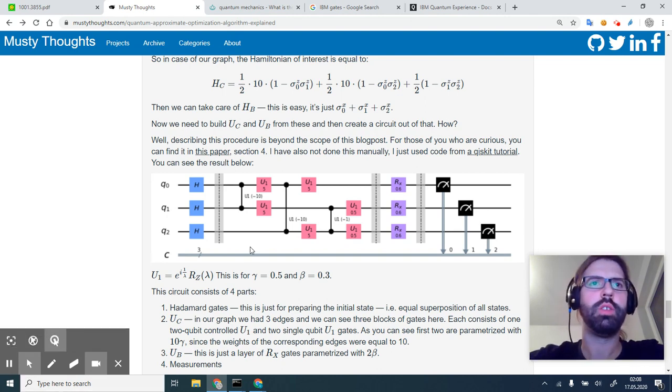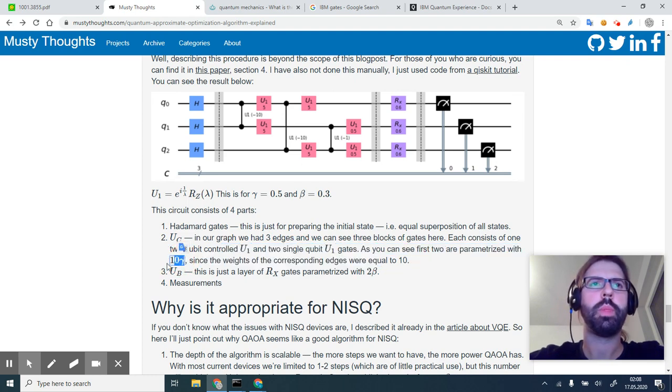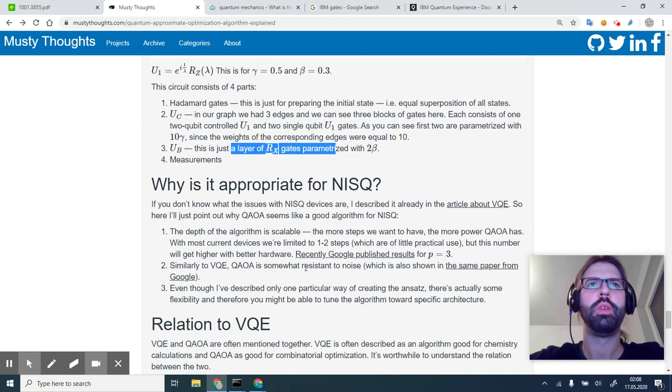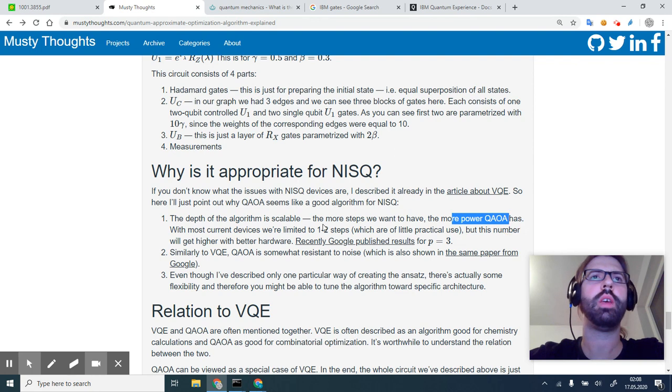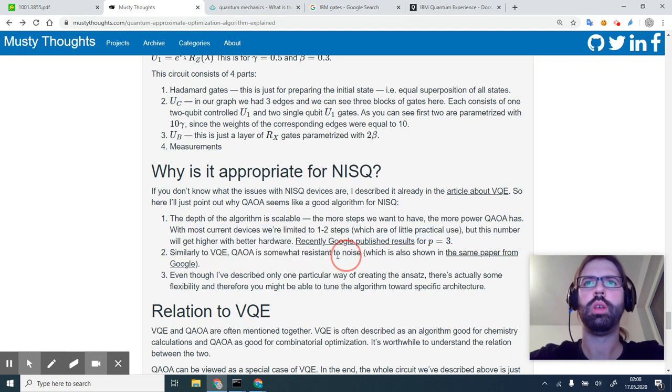Okay, but we understand the circuit. The circuit's okay. You can see the first are parameterized with 10 times. So there's actually a variational part in there. This is just a layer of Rx parameterized two times better. So why is it appropriate for NISQ? The data is scalable. The more steps we want to have, the more power QAOA has. With most current devices, we're limited to 1-2 steps. Similarly, VQE is somewhat resistant to noise, which is also shown in the same paper from Google. Even though I've described only one particular way of creating the ansatz, there's actually some flexibility, and therefore you might be able to tune it towards specific architecture.